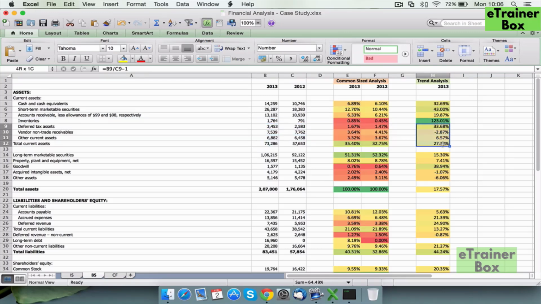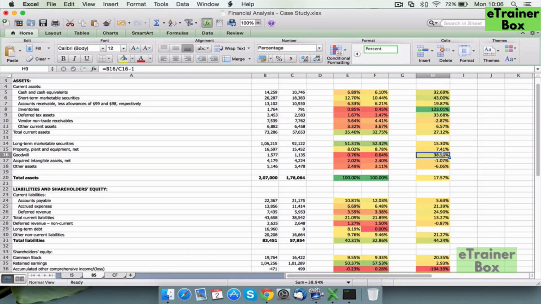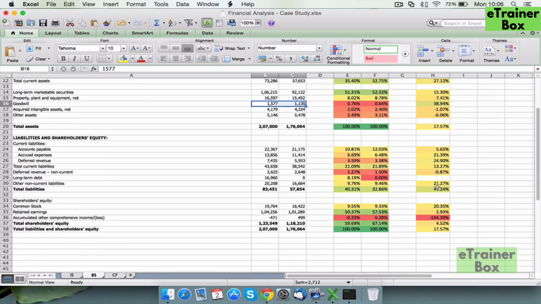Deferred tax assets and other assets are relatively stable. There's a 38% increase in goodwill. Goodwill is something which comes when you acquire a new business. So possibly there were some acquisitions made in the year 2013. And total liabilities have increased by 44%, primarily because of long-term debt. And more or less other things have remained stable.